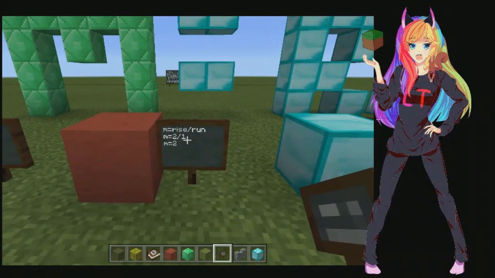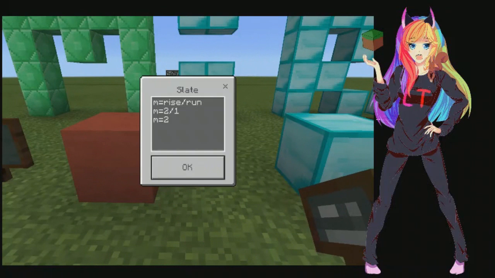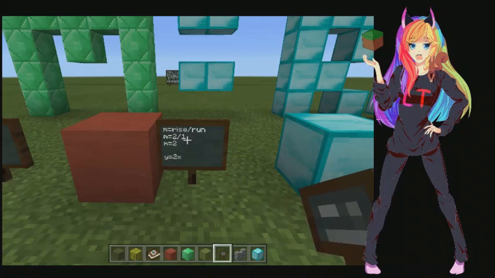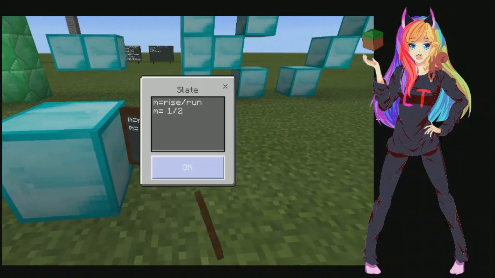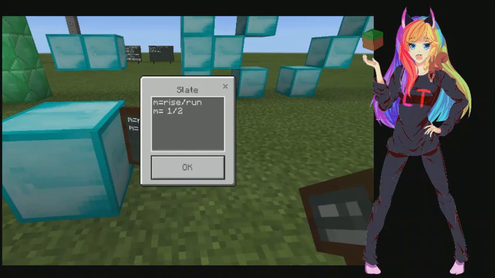That is so cool. So this one here, Y is equal to 2 times X. This one, Y is equal to half times X. Now there's another way you can write that. It's pretty easy.